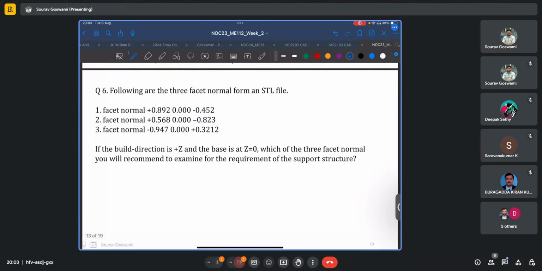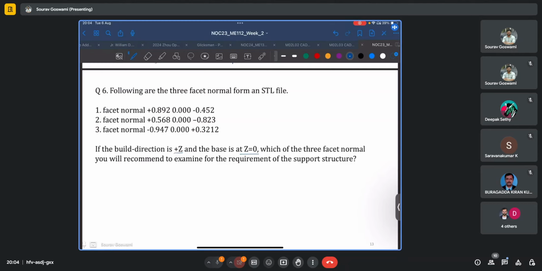The sixth question, again asking us to just give a qualitative answer by inspecting the values. And you have 3 facet normals given to you. The build direction is plus Z and the base is at Z equal to 0. Which of these 3 facet normals would you recommend to examine for the requirement of the support structure? Now, just to recall, facet normals which have positive Z components do not require support structures, if the build direction is along plus Z. For other arbitrary build directions, we will have to check for the relationships.